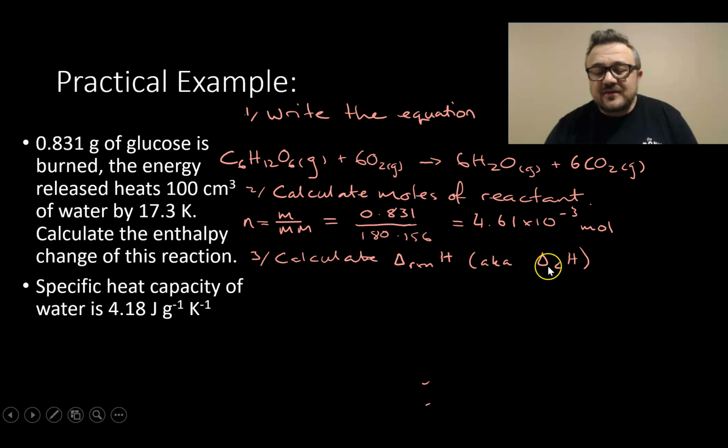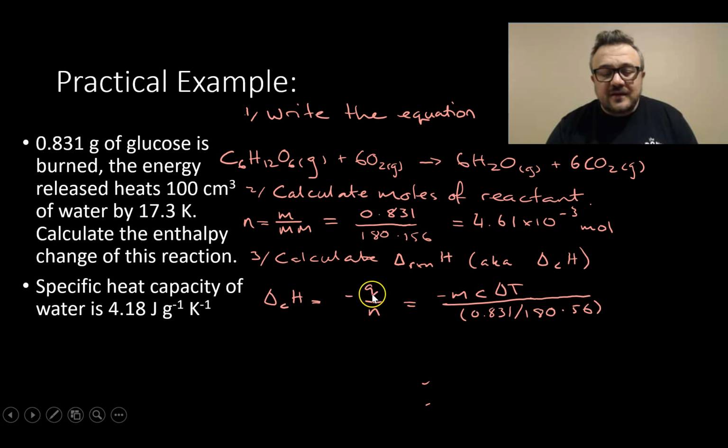Now we want to calculate the delta reaction of enthalpy, or skipped ahead, delta CH, and the C there means combustion. So let's have a look. So delta CH is negative Q over N, or negative MC delta T, over 0.831 divided by 180.56. Now, this helps us keep our math straight and check our working if we include this in here at all times instead of just storing it in our calculator.